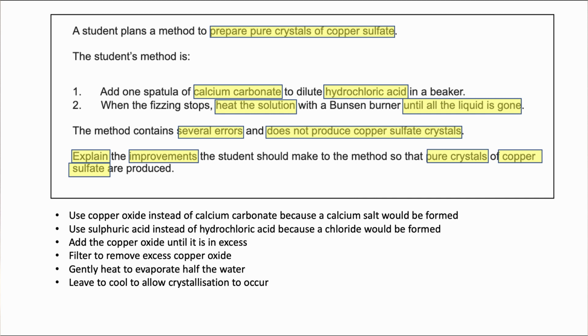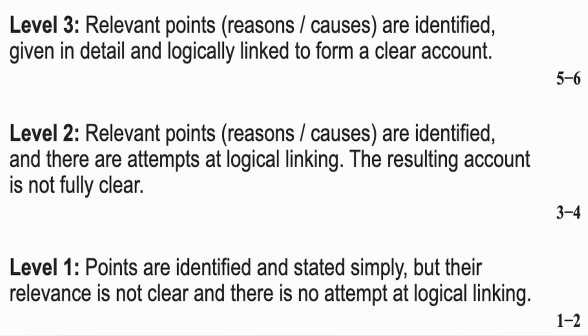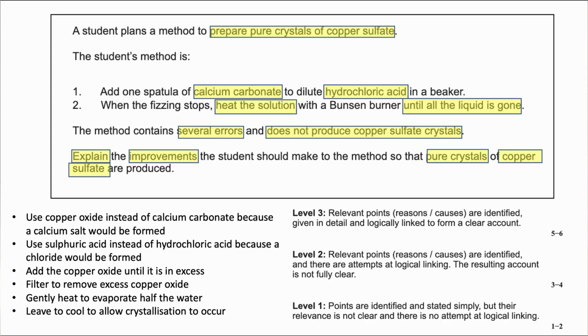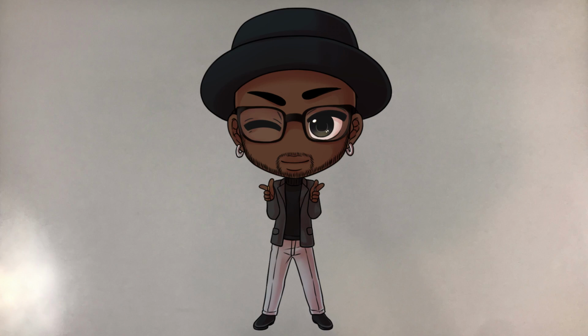Now look at the mark scheme. To get the 5 and 6 marks, you need to be logical and clear and give reasons for what you do. Get into the habit of writing like this, okay? You can even write in bullet points. There we go. The making salts practical.